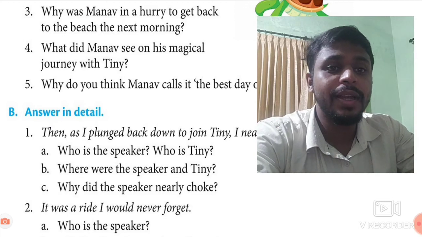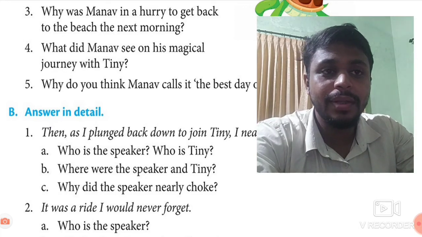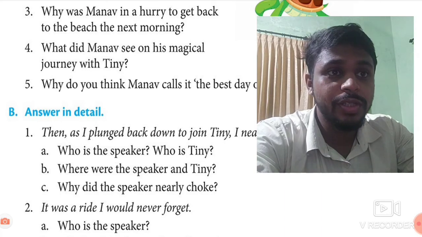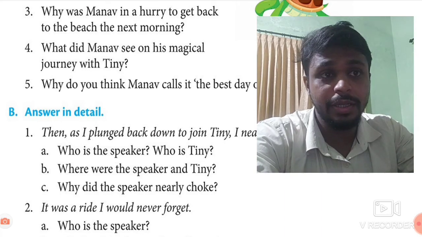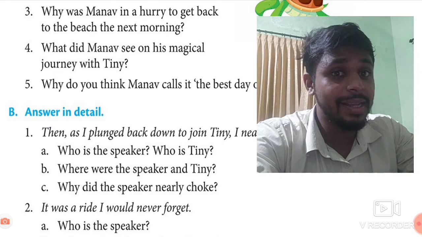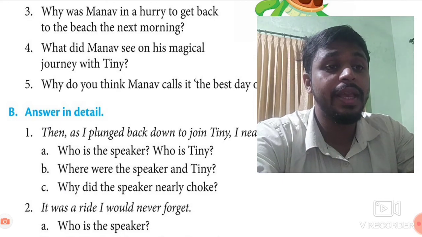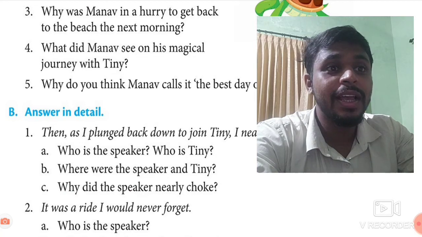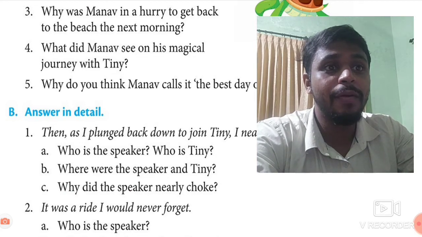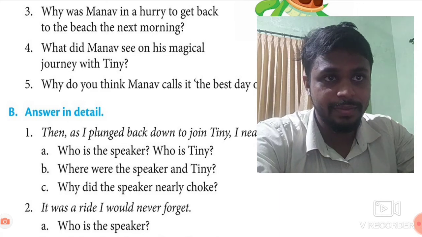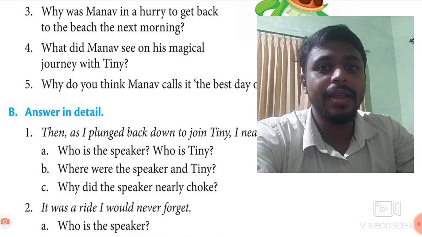Why did the speaker nearly choke? What happened? The speaker nearly choked because, you have to write it. Okay, the answer is: the speaker nearly choked because he could see Manav stuck in a section of fishing net. Okay, and the next question.